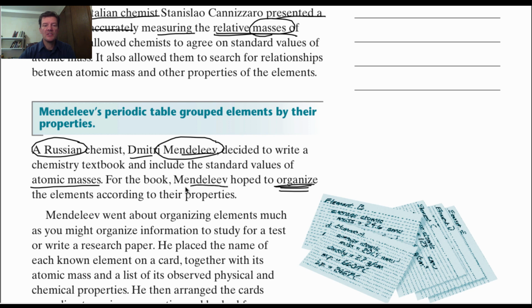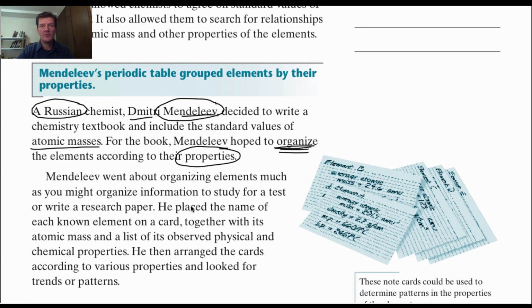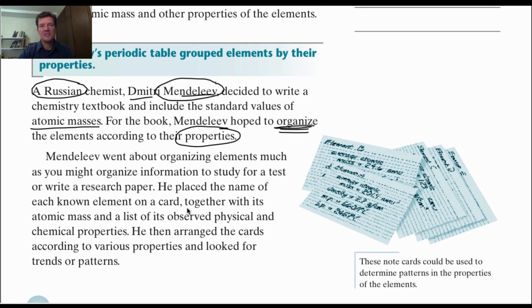And he was going to use, in addition, the properties that he had discovered. So he started to work with all these different elements and see how they would react with other elements, and he started to see that some elements reacted in a very similar fashion. So he placed the name of each known element on a card, and he would put the atomic mass on there, and then he would write down any physical properties, like, for example, at what temperature would it boil, or was it shiny, was it a certain color, those physical properties, as well as the chemical properties.